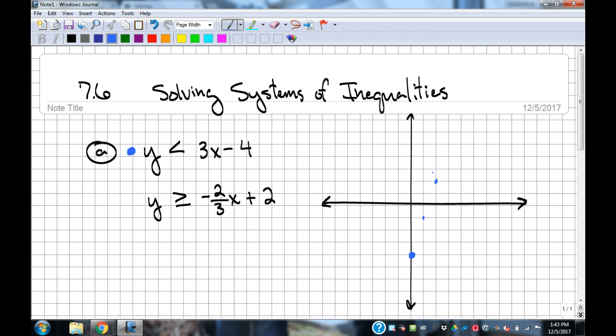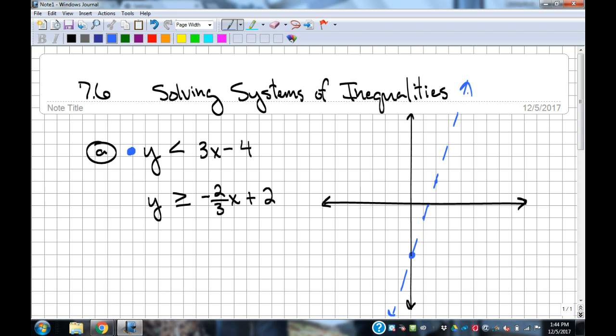Then I have to look at it and decide, is it a dotted or solid line? Why is this one dotted? It doesn't have the equal to mark, so it's a dotted line. So I draw that line dotted. Then I have to shade that inequality's graph, okay?